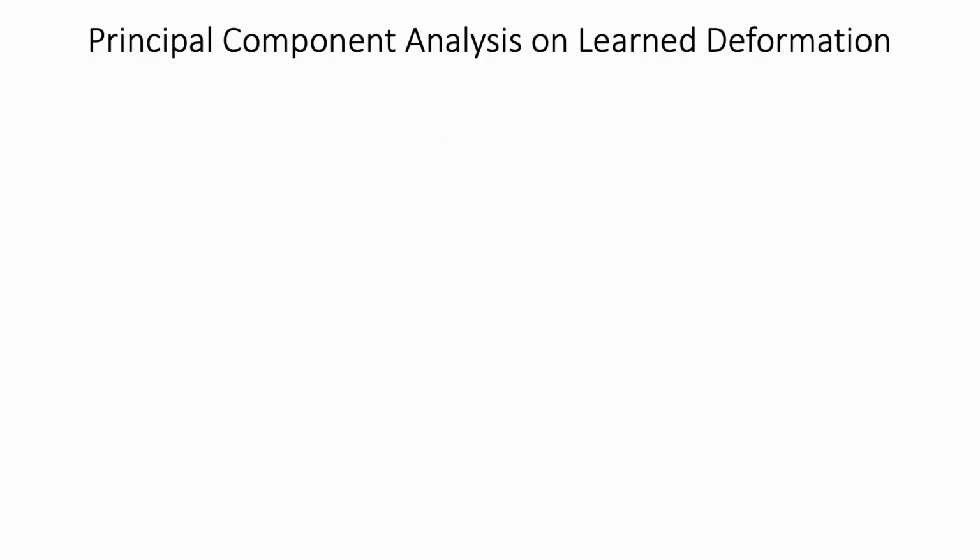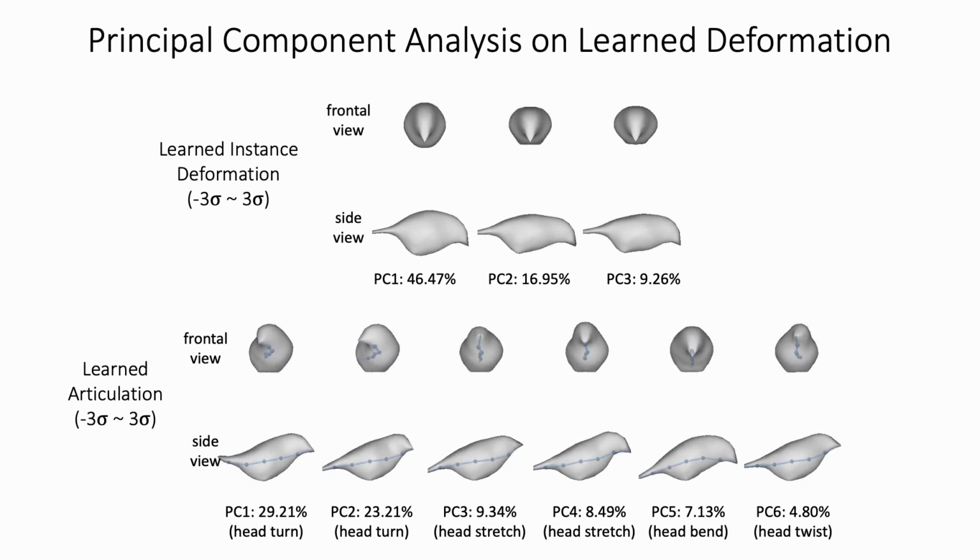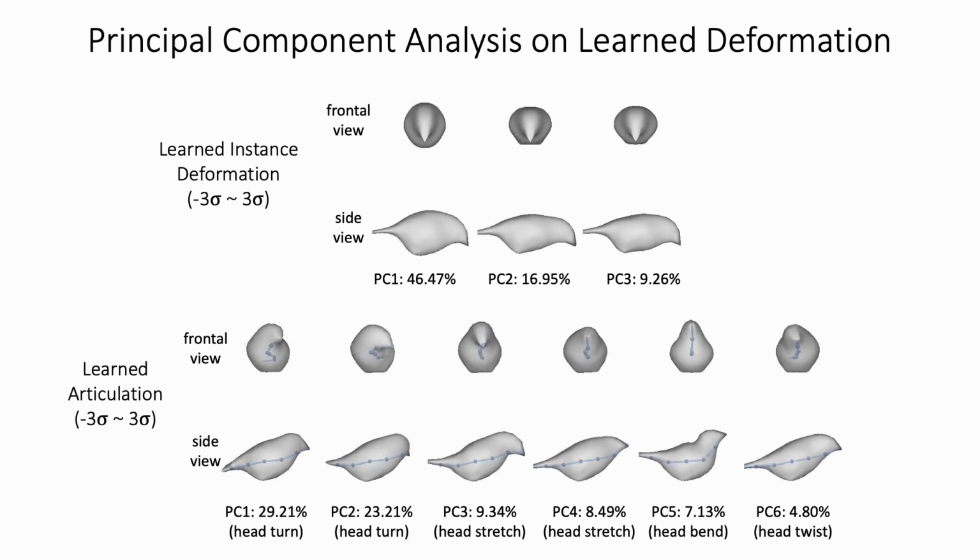We analyze the learned shape space using principal component analysis. Our model learns shape deformations for different bird instances. It also learns various articulations through the bone-based skinning model, including typical head and tail movements.